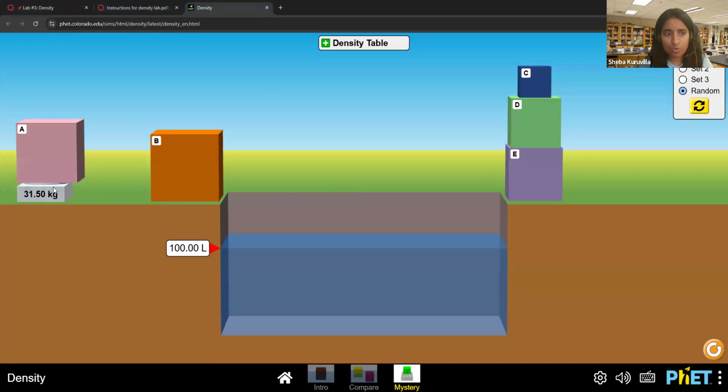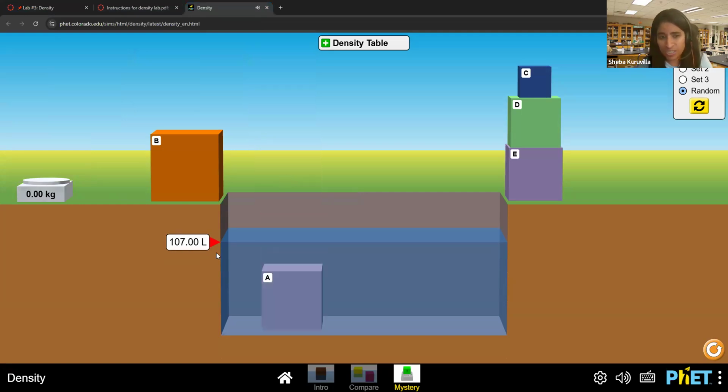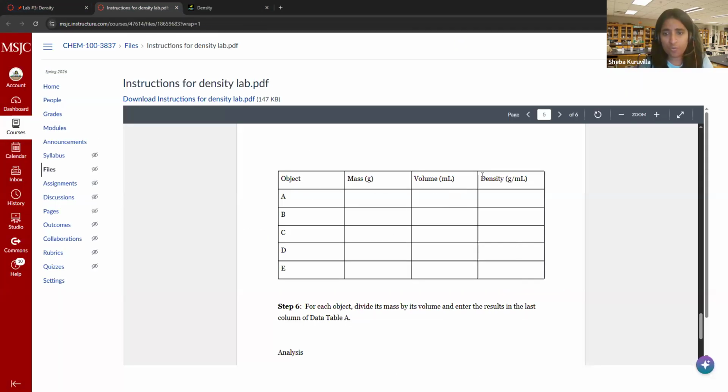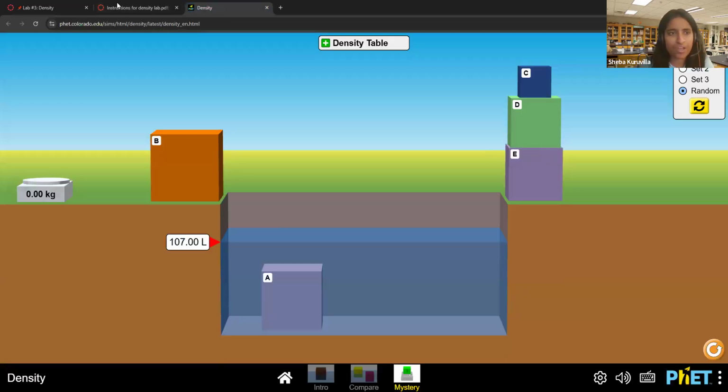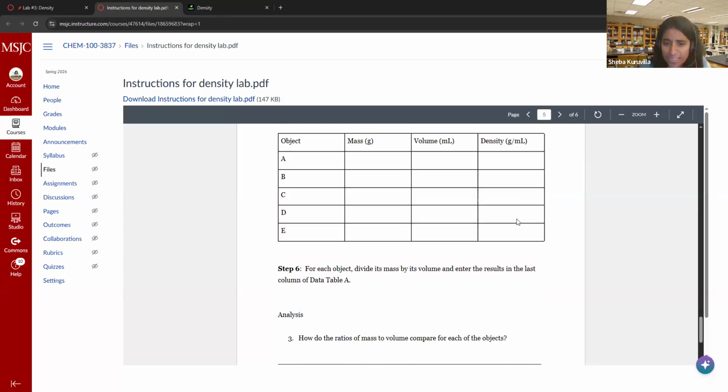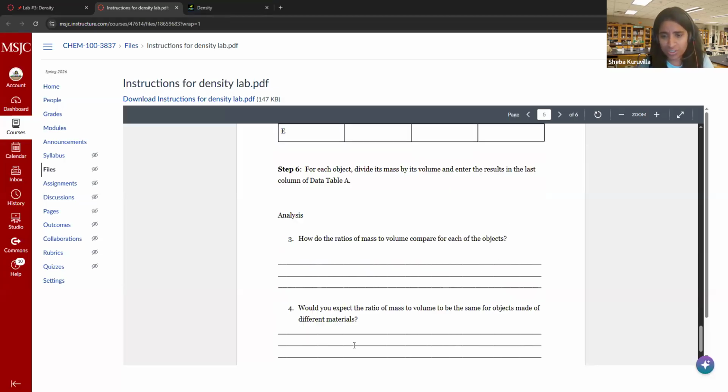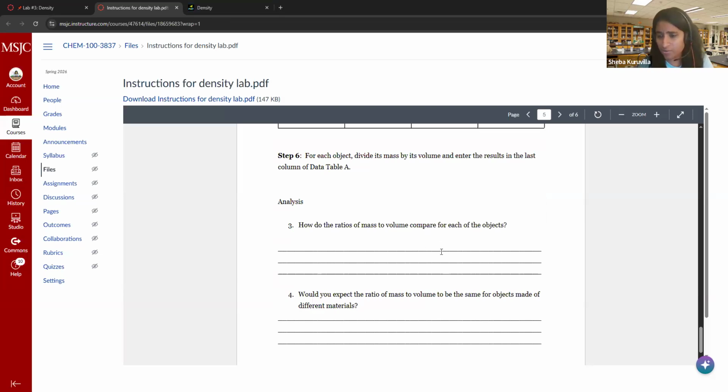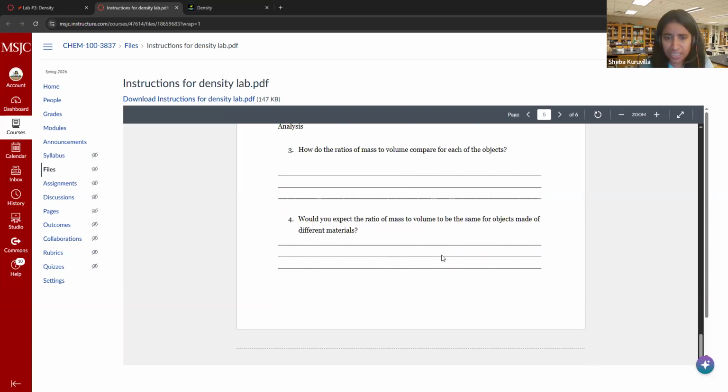And then once you found the mass of it, you go ahead and put it in the water. Now, the water is 100.00 liters. When I put this in, it becomes 107.00 liters. So the volume becomes 7 liters converted to milliliters. So it ends up becoming 7,000 milliliters. And then you find the density, grams per milliliter. So do that for all 5 of the cubes you've got. So we have 5 over here. Do it for all of them. Find the density. And then there are some questions where you're answering questions about how is the mass and volume affecting.